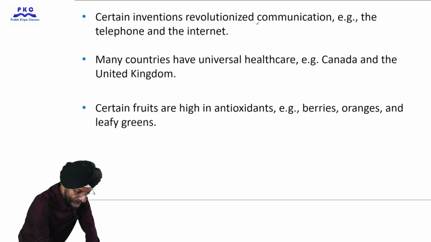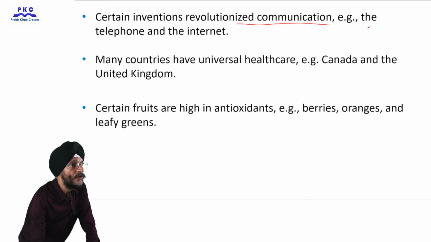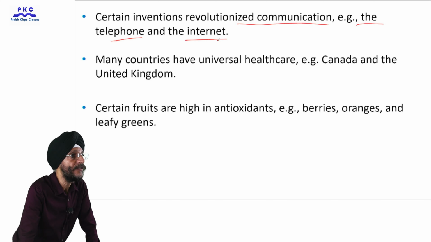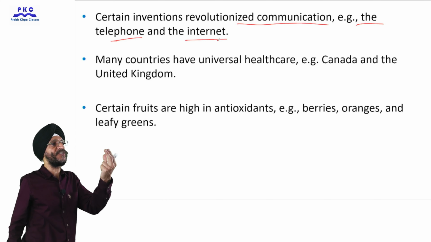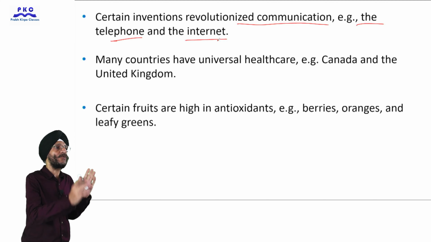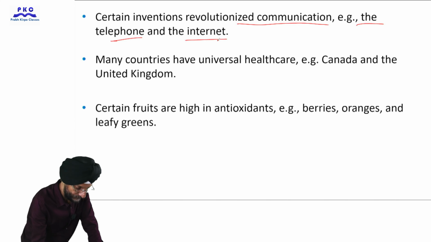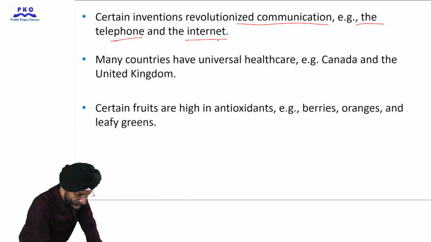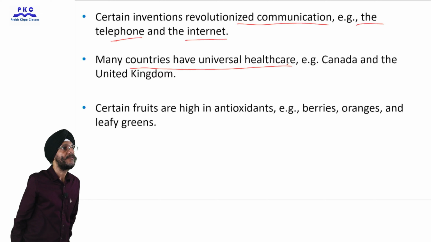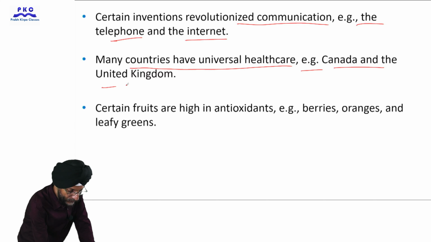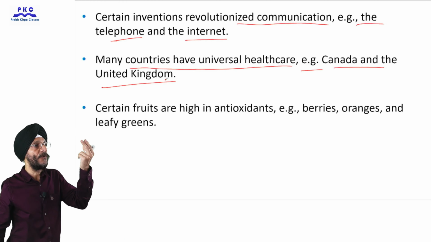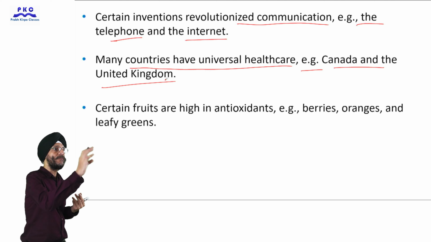Next, certain inventions revolutionized communication. For example, the telephone and the internet. Here we are giving the examples of those inventions which have changed the present communication system. Next example is many countries have universal healthcare, e.g. Canada and United Kingdom. Here we are giving the examples of those countries where the facility of universal healthcare is there.